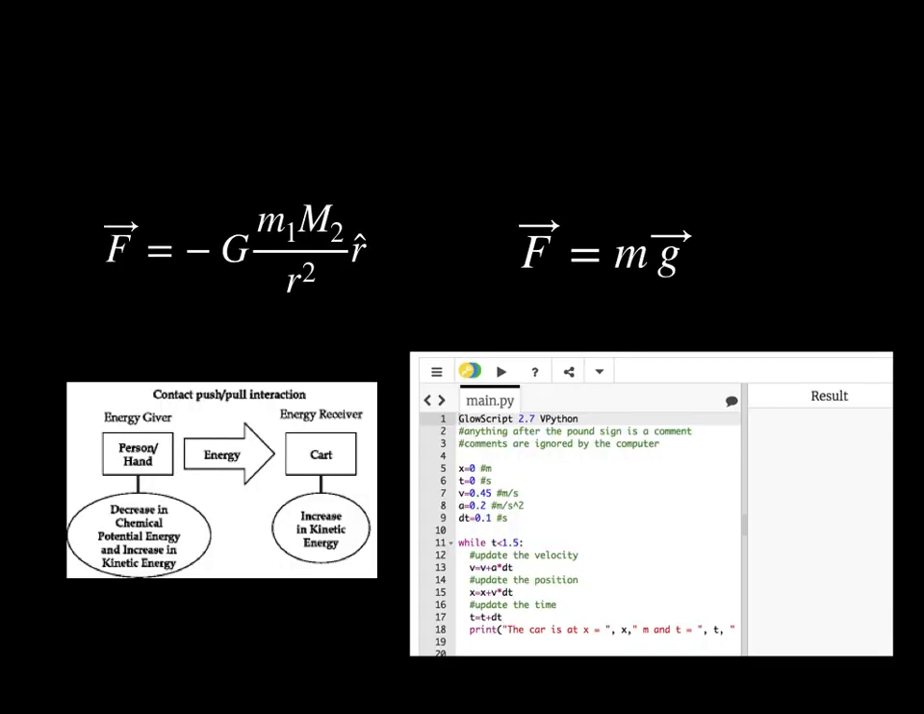So let's look at a few other models. The two equations are two different models for the gravitational force. I like these two models because the one on the right, F equals mg, we see that. It says the gravitational force is constant and we can calculate it. But it's not. That model's wrong.